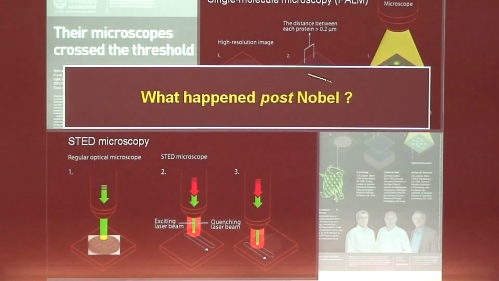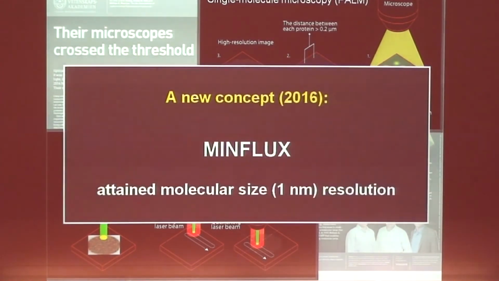And so I'm briefly mentioning what happened after the Nobel. We introduced a new type of microscope, called MINFLUX, that really attained for the first time the 1 nanometer resolution. So this is, so to speak, new science, if you like.